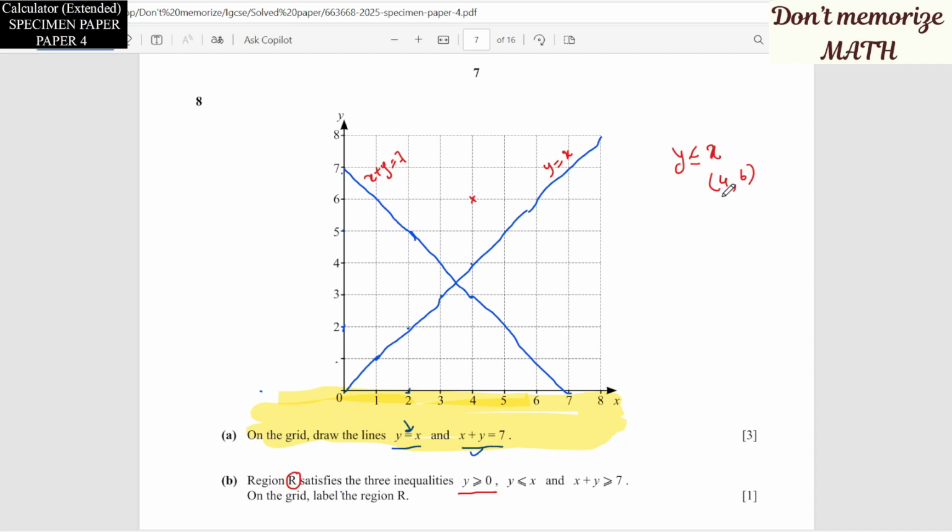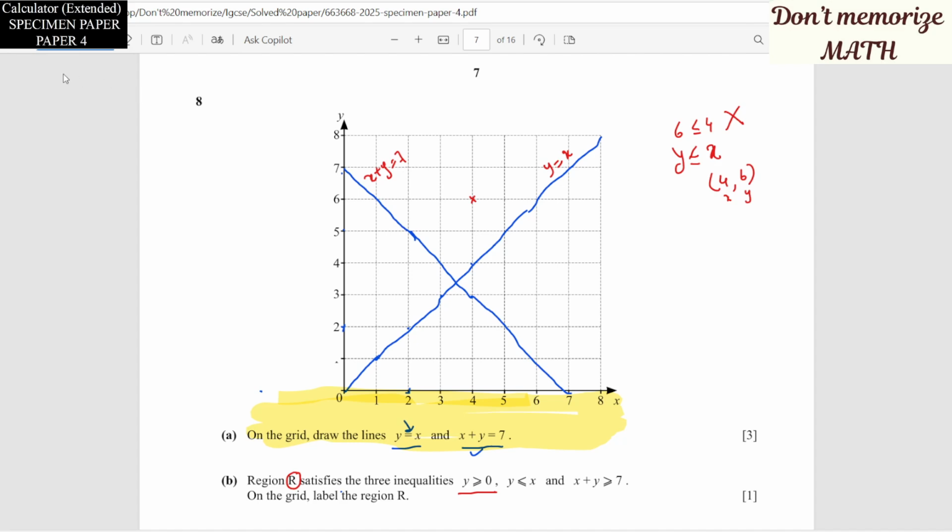Okay, we'll substitute the x and y we have here. What is y? y is 6. So 6 less than or equal to 4. Is it correct? It is wrong, right? So for this line, we chose a point above the line and we got a wrong answer. That means this region is the unwanted region. This will not satisfy the inequality y is less than or equal to x.